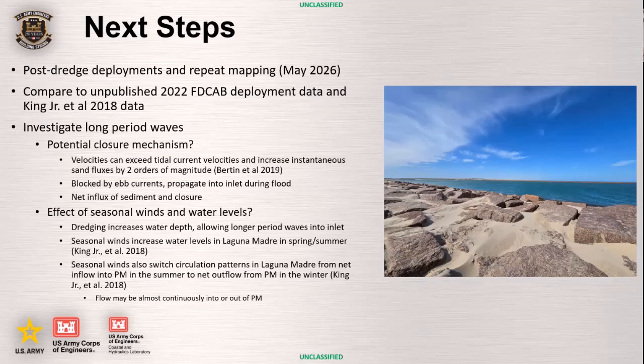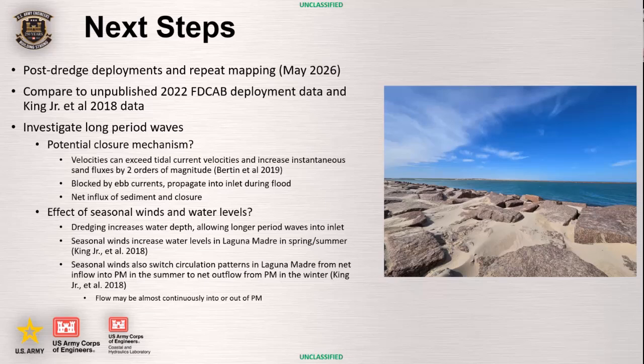And then looking at the effects of these seasonal winds and water levels, as we mentioned, this is a heavily wind-dominated system. Seasonal winds set up circulation patterns in Laguna Madre so that there's net inflow into Port Mansfield in the summer and then net outflow in the winter. And the King study found that flow can almost be continuously in or out for days to weeks at a time. It basically is shutting off the tidal currents because the inlet's so small. So that's interesting. I want to take a look at that.